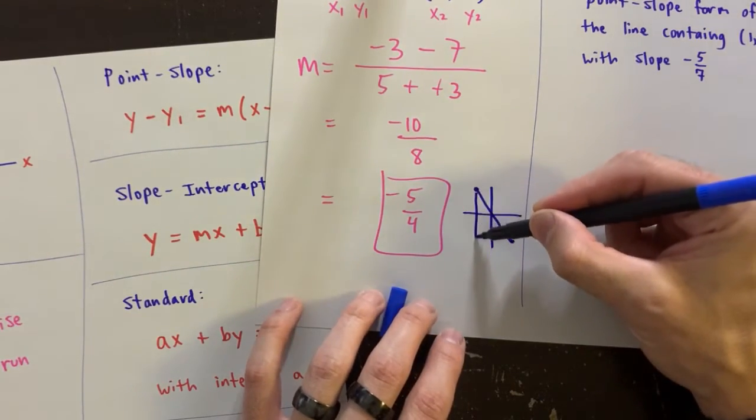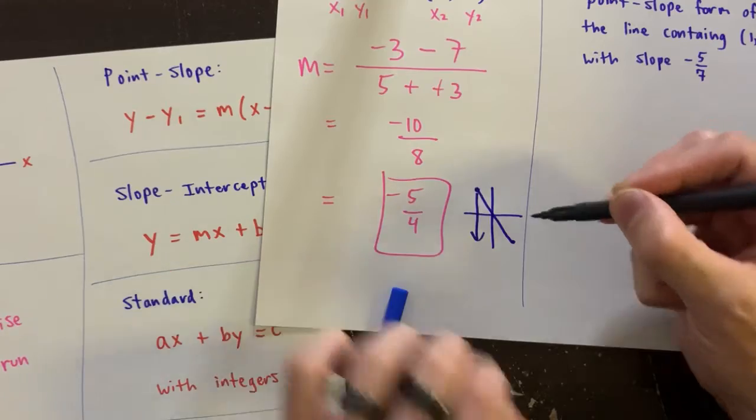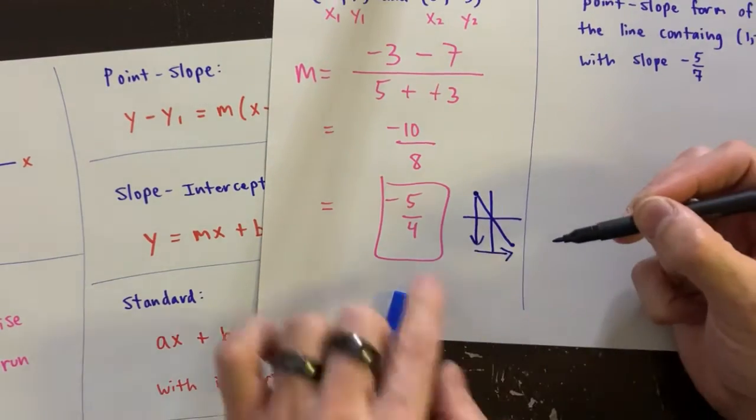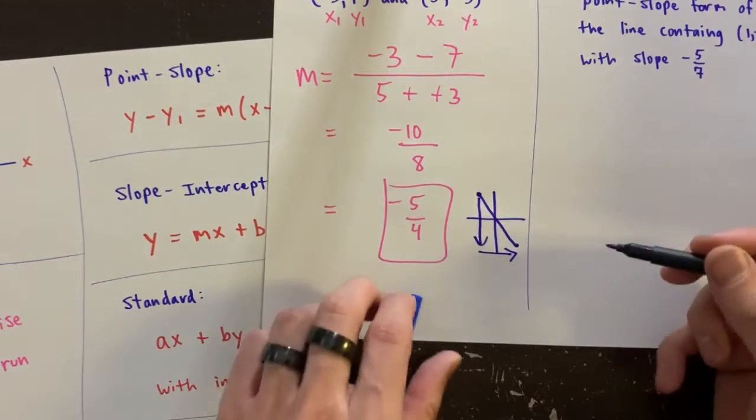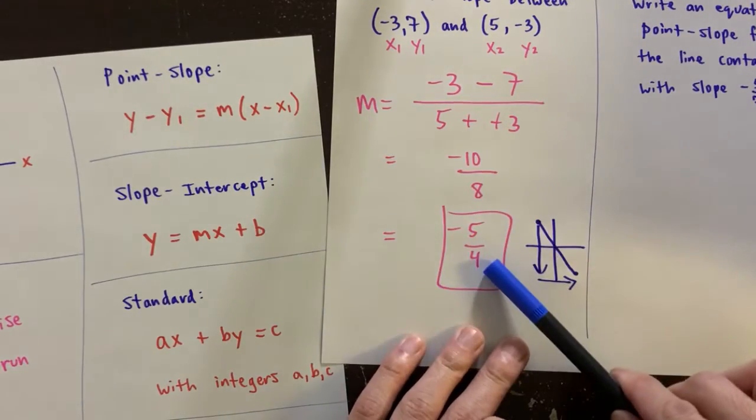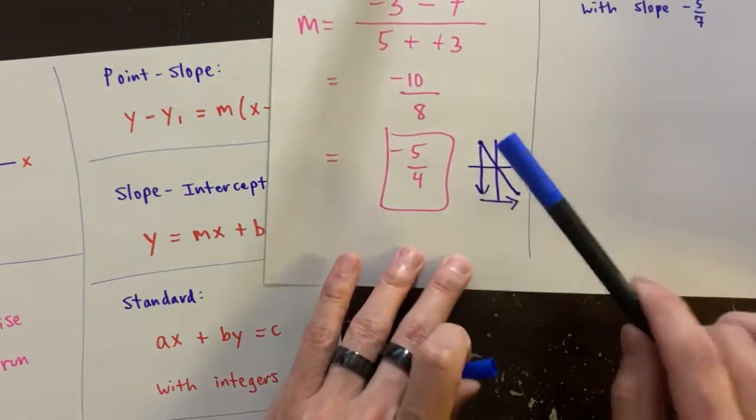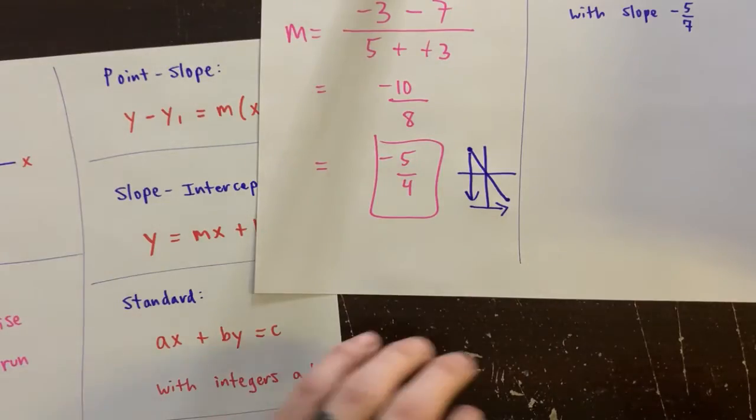And then you would have gone down 5, which is this guy. And then you would have gone to the right 4, which is that one. So you could have done this a couple of different ways, either algebraically with the formula or sort of visually by graphing. Totally up to you how you do these problems.